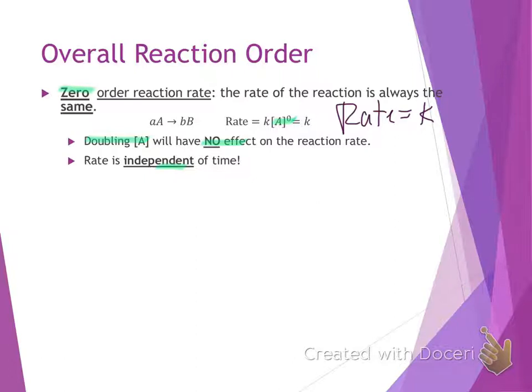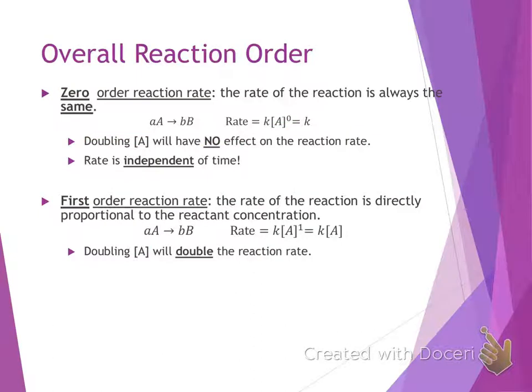As time goes on in a chemical reaction, your reactant concentrations decrease. Well, that decrease in concentration over time is not going to affect the rate since it is zero order, and changing the concentration has no effect on the rate.